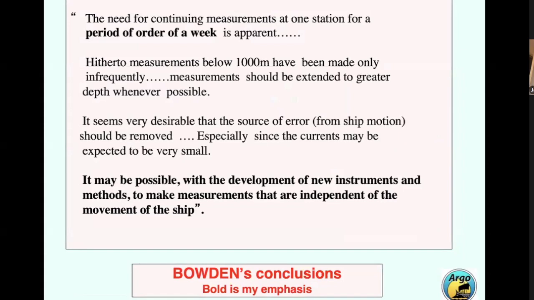So Bowden's conclusions were that they needed to make continuous measurements at one station for a period of the order of a week. Well, that was quite a challenge. And finally, at the bottom there, it may be possible, with the development of new instruments and methods, to make measurements that are independent of the movement of the ship. So not worrying about where it was absolutely, because you were making radar measurements, and knowing actually where the ship was. So that was the challenge of the day.